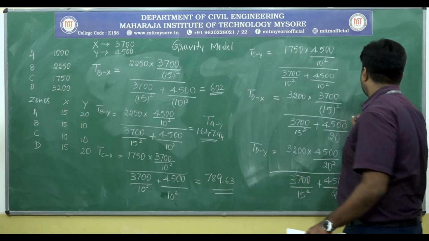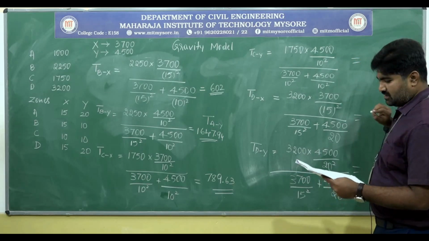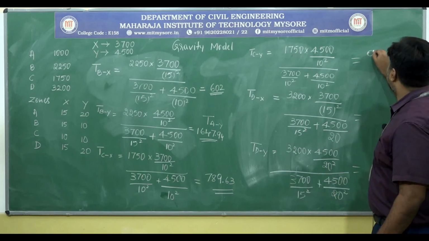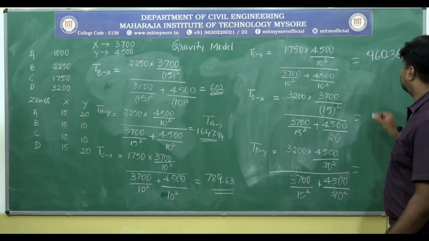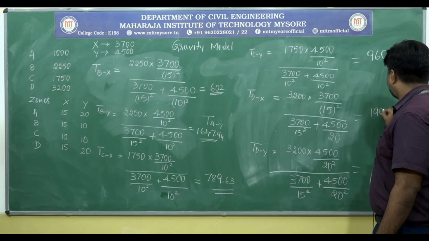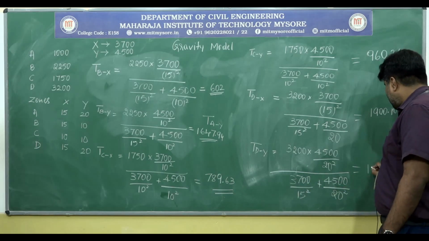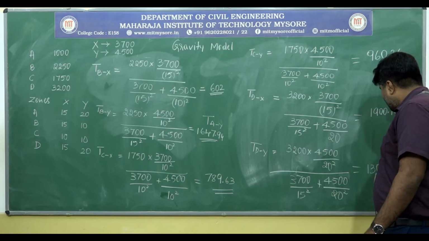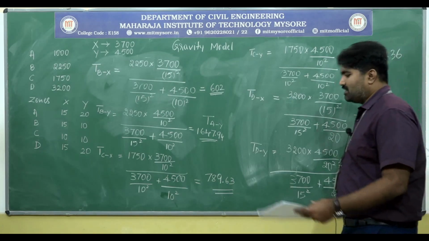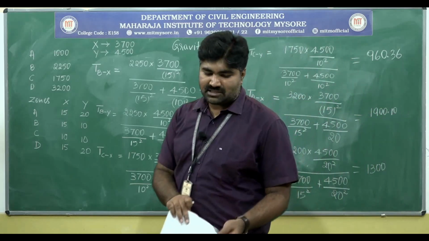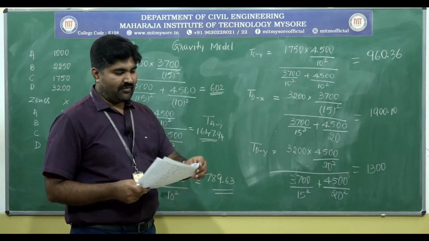See, what value do you get for all of these? For C2Y I got 960.36. For D2X I got 1900.10. For D2Y I got 1299.99, which is very near to 1300, so I have rounded off. I think you got these values. Please check it by using a calculator. You have to check all the values.